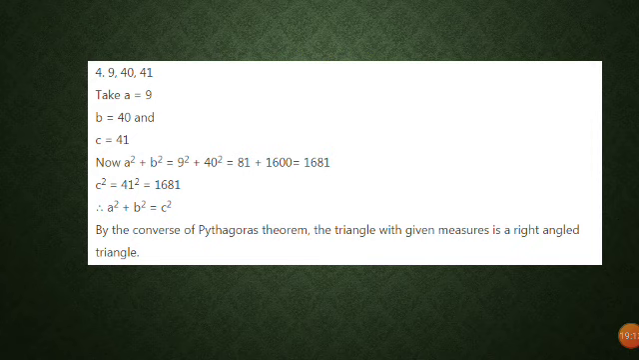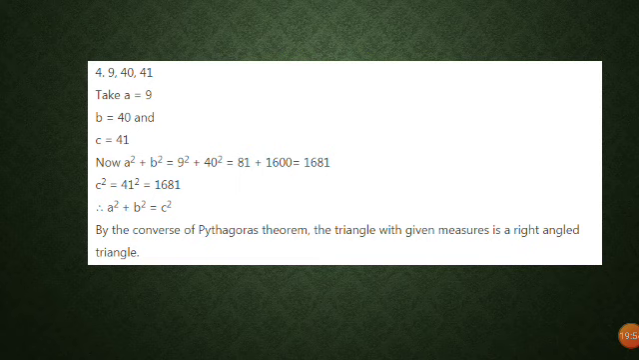9, 40, 41. Take A equal to 9, B equal to 40, C is equal to 41. A square plus B square equal to C square. A square value 9 square, 81. 40 square 1600. Then added, 81 plus 1600, we get a value 1681. 41 square value 1681. A square plus B square equal to C square. It is a Pythagoras theorem. Right angle triangle is called a Pythagoras theorem.